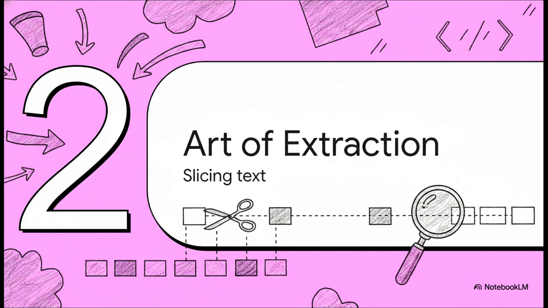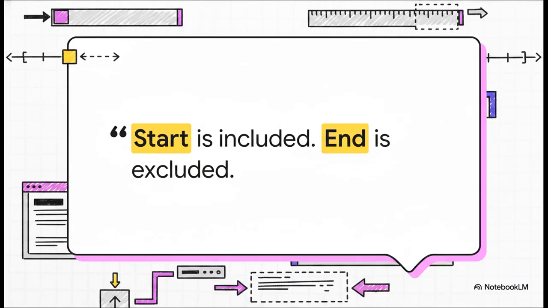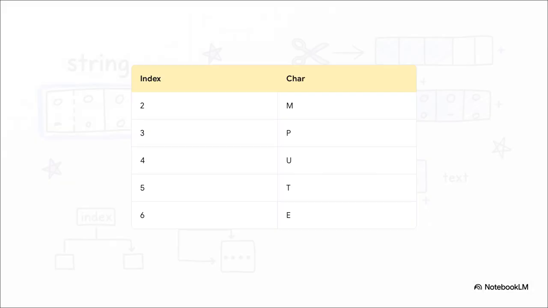Section 2, the art of extraction. This is where we learn how to perform actual surgery on our text. All right, this brings us to what I like to call the golden rule of Python slicing. Ready? Start is included, end is excluded. Make it your new rhythmic mantra. When we extract or slice a string, we give the computer a start position and an end position. But here is the catch. Python will always stop pulling characters just before that end index. And this brilliantly illustrates exactly how that rule works in practice.